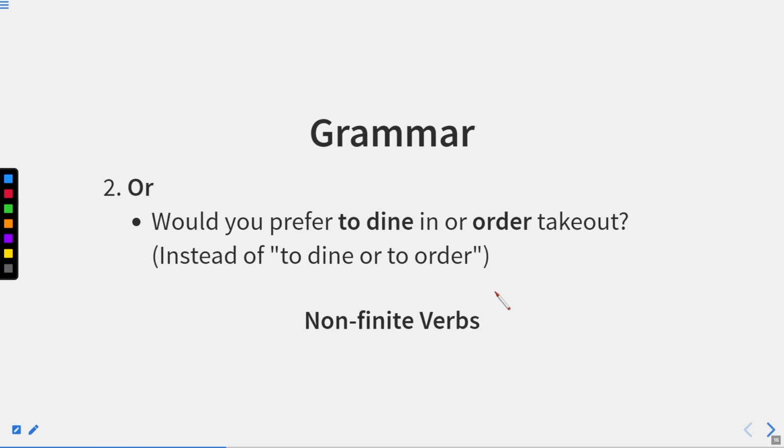Suppose we have the word or in between to connect these two structures. Would you prefer to dine or order takeout? And now I cannot say or to order takeout. That will be incorrect.